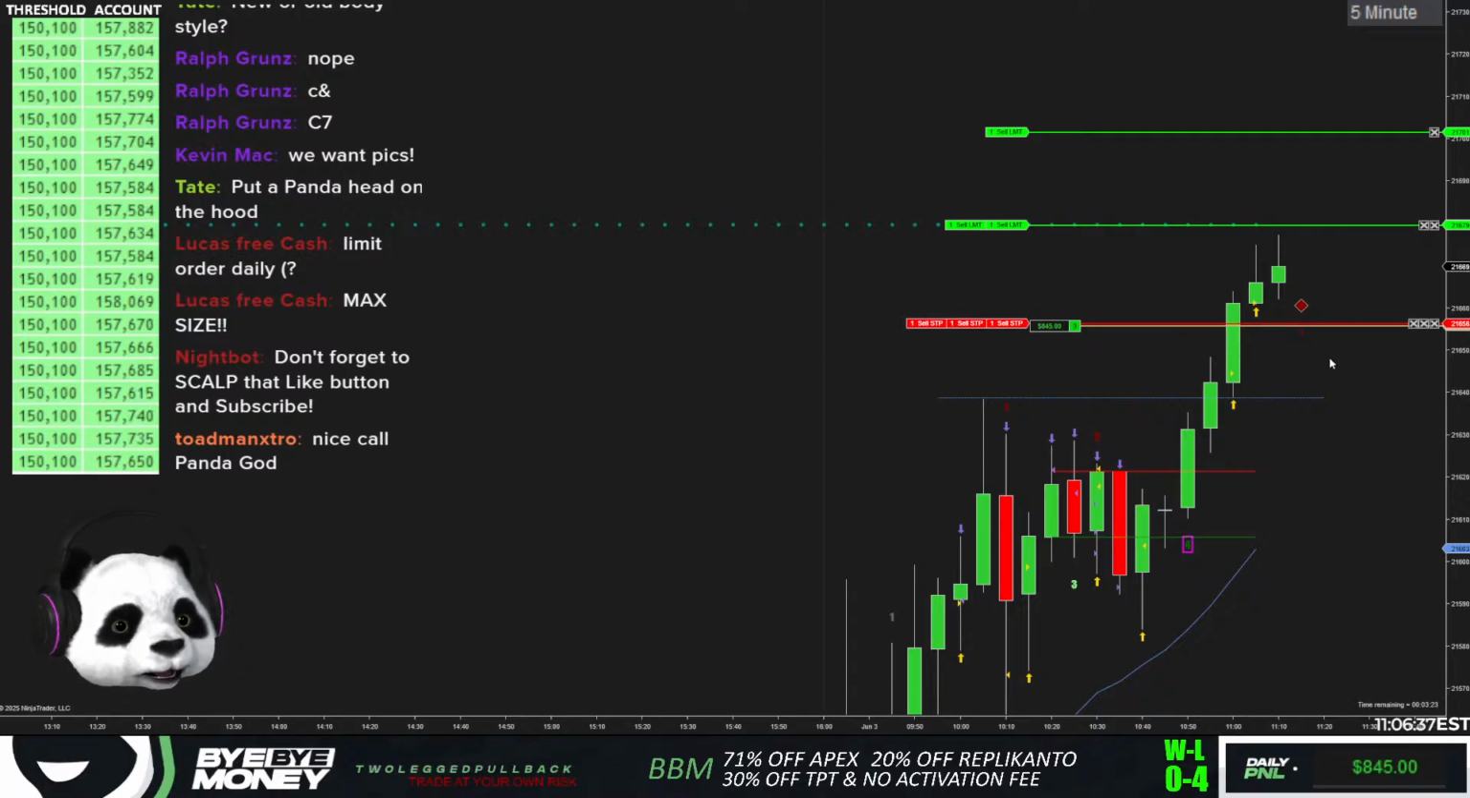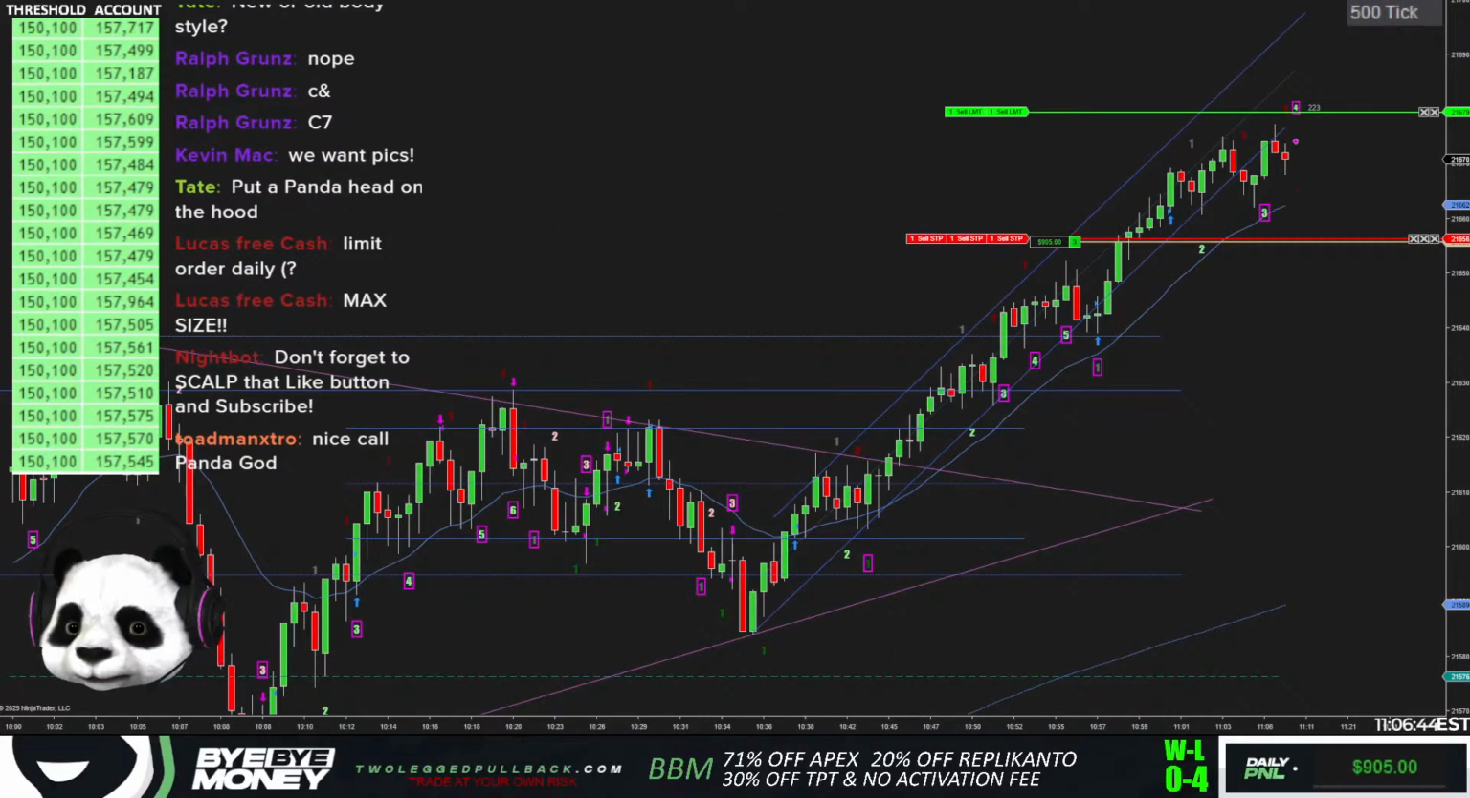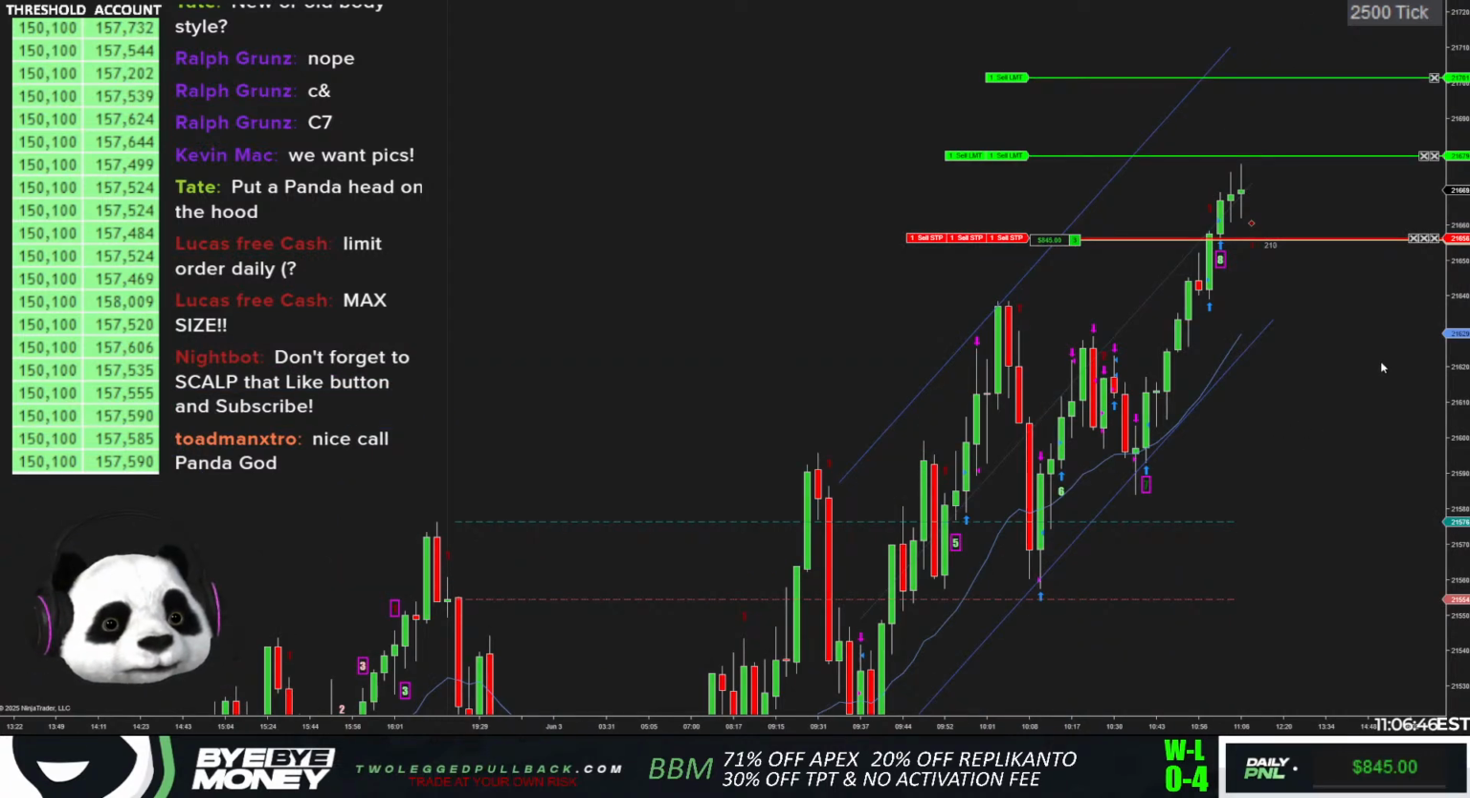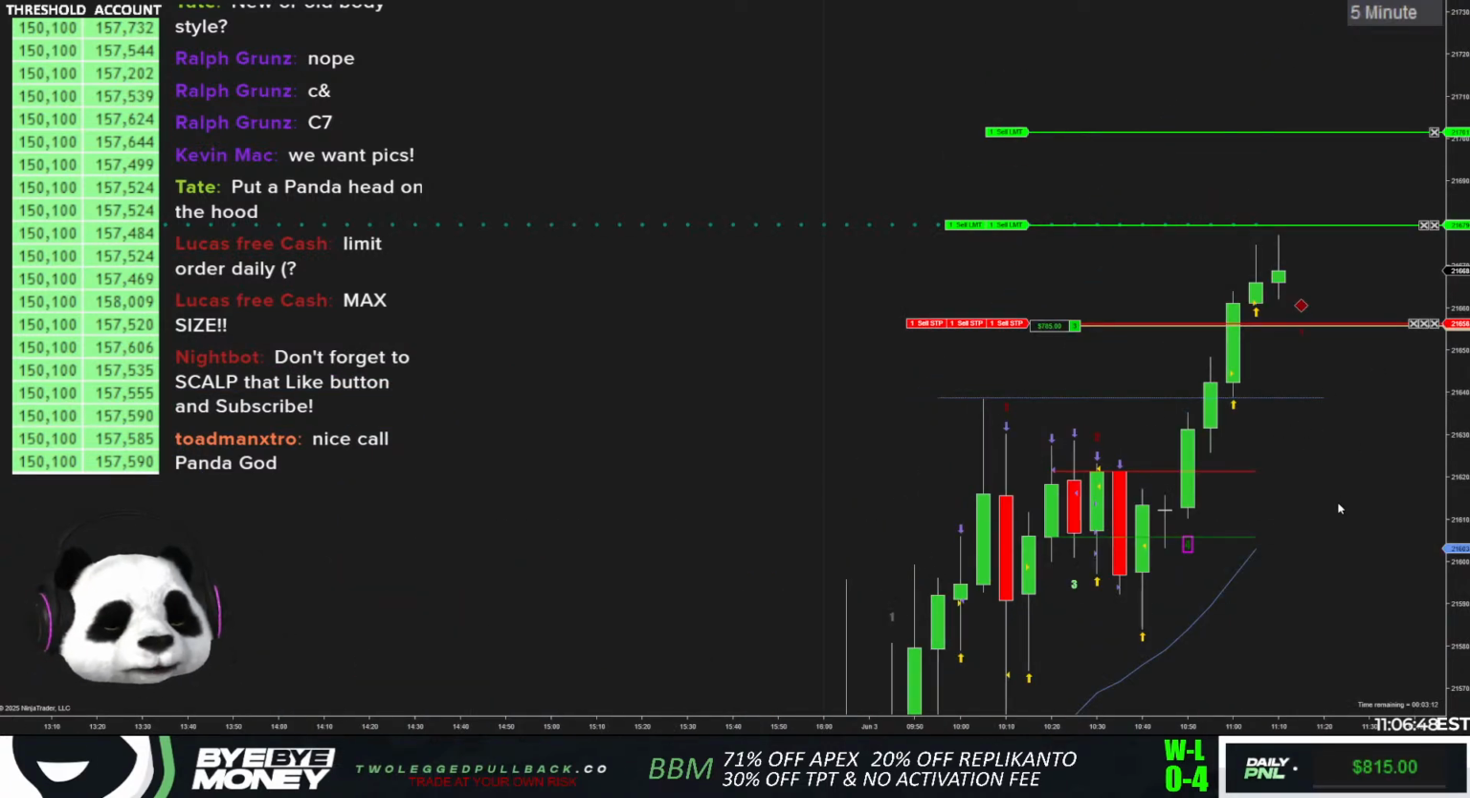I'm gonna let this candle finish. I want to let this candle finish, pandas. We want this candle to finish here. Could be a deep pullback before really hitting it.